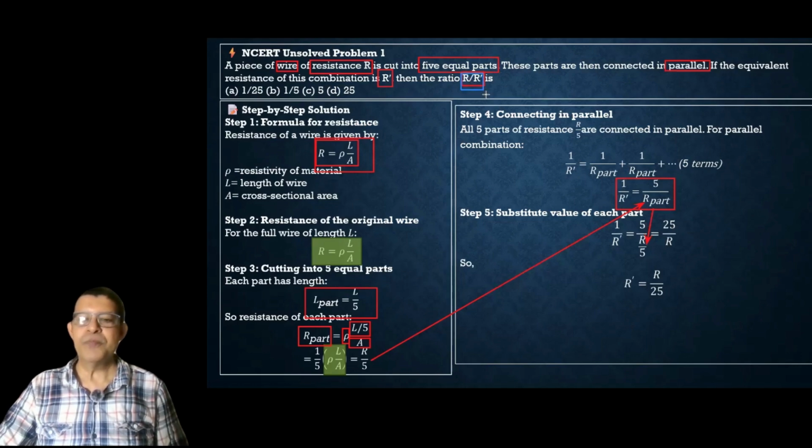So now we'll rearrange this equation. We'll put R in the numerator and R dash in the denominator. If we do that, then 25 will go in the numerator. So the answer of the ratio will be 25. So this is your final answer.